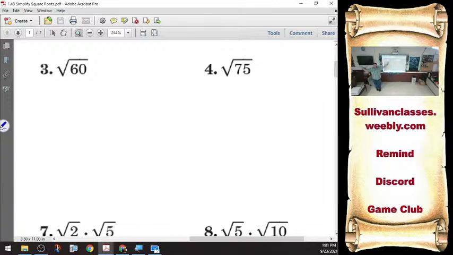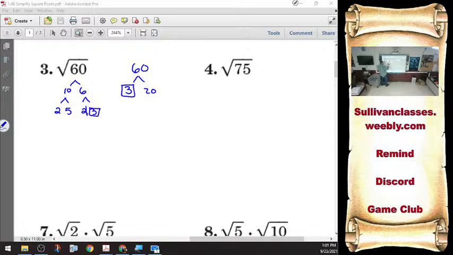60. What times what makes 60? 10 times 6. Does 3 times 20 also work? You know what? I'm going to do them simultaneously. I heard 3 and 20. I heard 10 and 6. What times what makes 10? What times what makes 6? What times what makes 3? Isn't that one of my prime numbers? Yes. Okay, so that's the end of the branch, end of the branch, end of the branch.